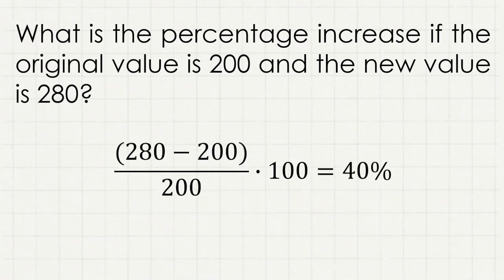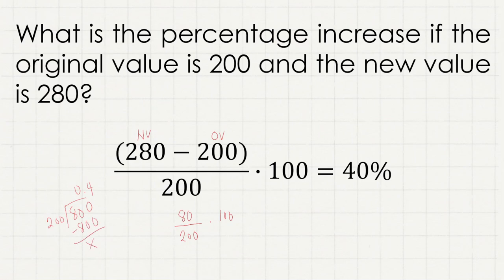So, using the formula, we have the new value, which is 280, minus the original value, which is 200. So 280 minus 200 is 80, divided by 200 times 100. So we have 80 divided by 200. So 80 divided by 200 cannot be, so we will add decimal point and 0. 800 divided by 200 is 4. 4 times 200 is 800.